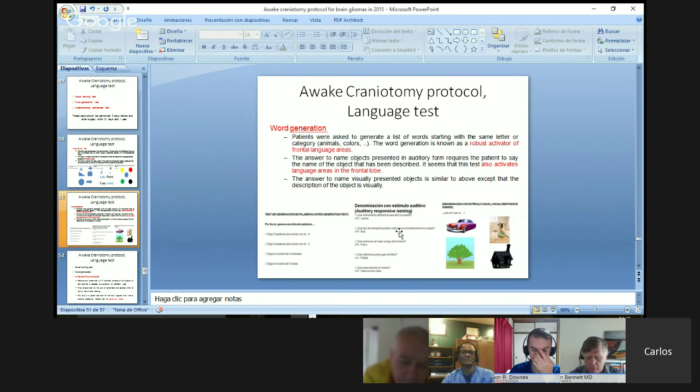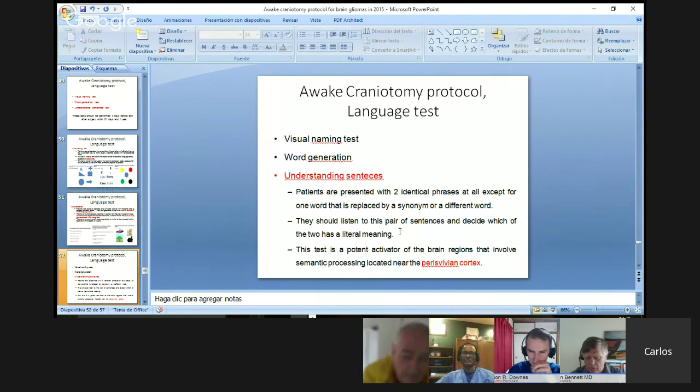The word generation test is a robust activator of the frontal language areas, and will also activate the language areas on the frontal lobe. So the patient will be asked to see some words, some numbers during the surgery. The patient should know some pictures that will be presented to the patient during the surgical procedures.